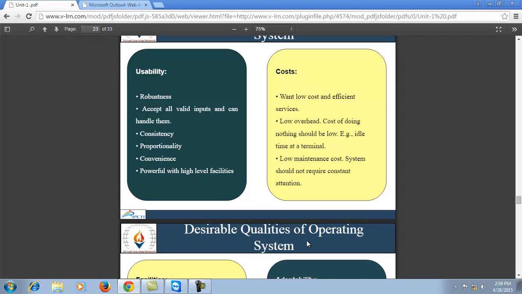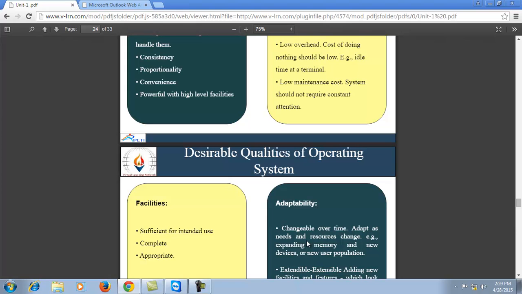Now come to the next slide. This continues with the previous one. In this we discuss the facilities and adaptability of the operating system. In facilities, the first point, sufficient for intended use. We require a number of devices and resources from the operating system, which provide a user a comfortable environment where they can interact or perform any task easily and comfortably.